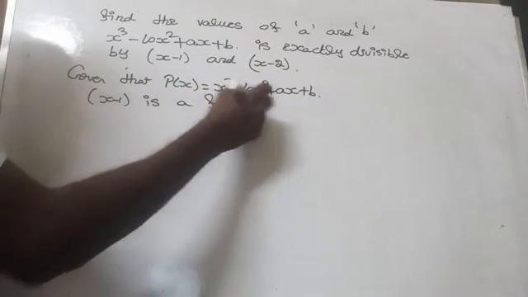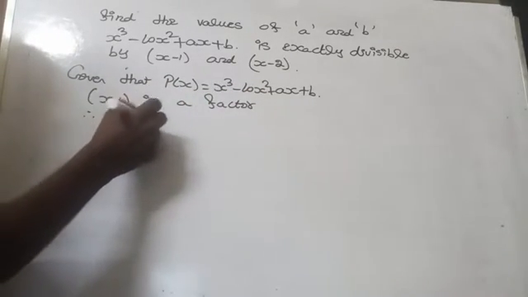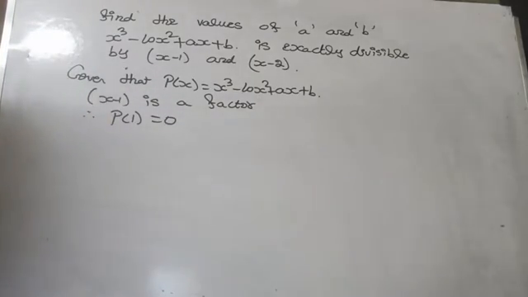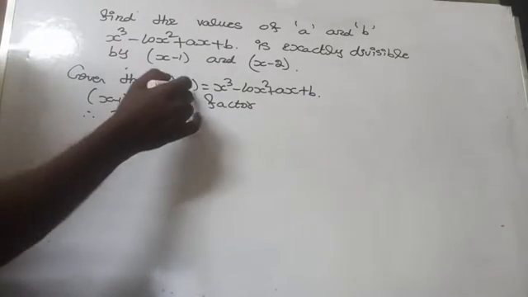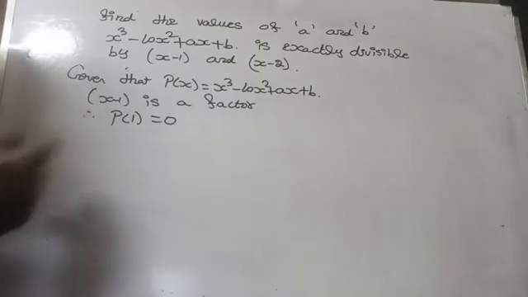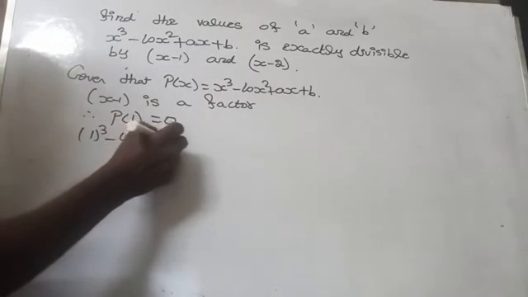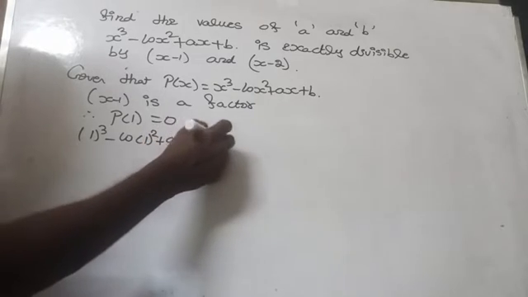therefore p of 1 is equal to 0. If x minus a is a factor, then p of a equals 0. Here x minus 1 is a factor, therefore p of 1 equals 0. Then replace x by 1 everywhere in the given polynomial: 1 cube minus 10 into 1 square plus a into 1 plus b equals 0.